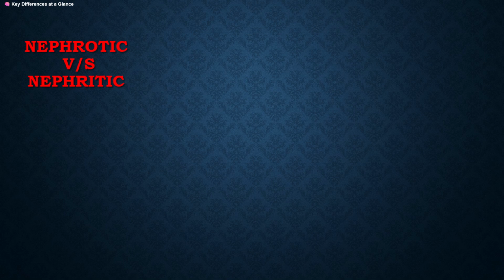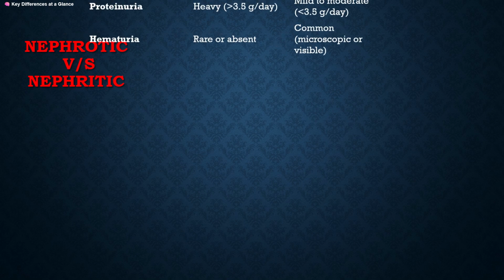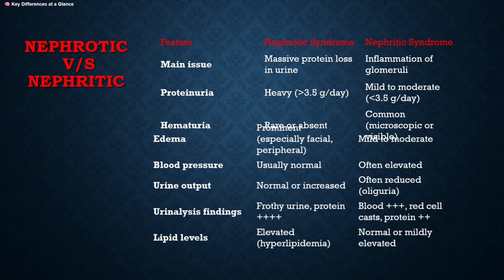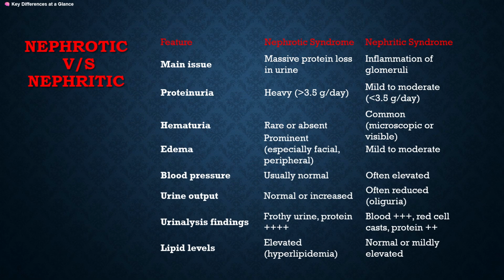So here is the comparison between nephrotic and nephritic syndrome. In short, the main issue in nephrotic syndrome is massive protein loss in urine, heavy proteinuria, with hematuria rare or absent. But on the other hand, in nephritic syndrome, there is inflammation of the glomeruli, proteinuria is mild to moderate, and hematuria is common, microscopic or visible. Here are some more features, starting with nephrotic.